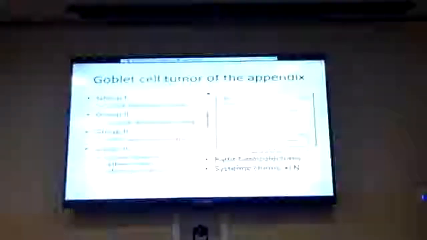All right, moving on to the goblet cell tumors, which I already talked a little bit about, but really it's a spectrum of the in-between. These tumors have a component of neuroendocrine differentiation and a component of adenocarcinoma. Depending on the extent of adenocarcinoma features, they behave more like colon cancer, like adenocarcinoma. So for these tumors, in general, you need a right hemicolectomy and systemic chemotherapy for lymph node positive disease.